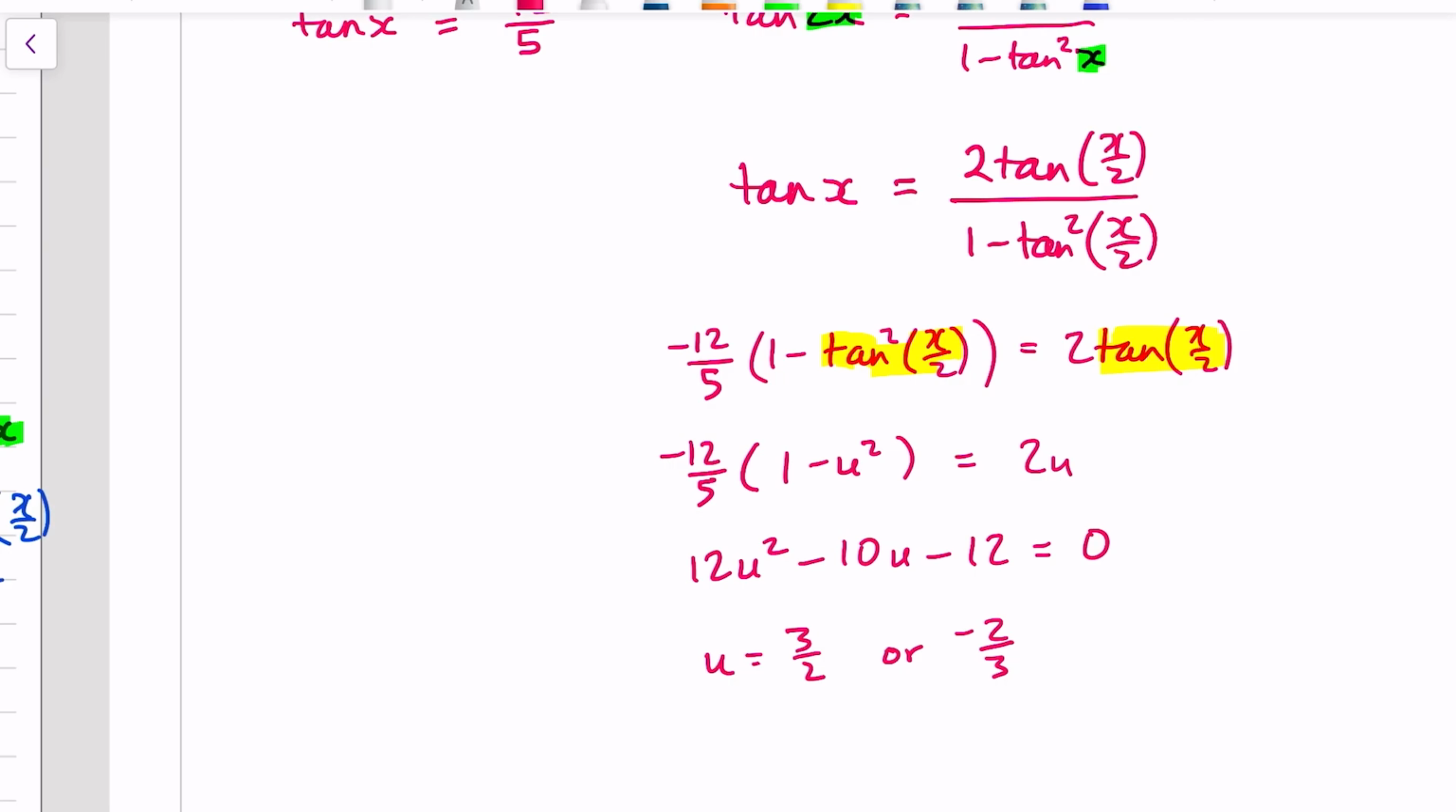And you kind of know you're on the right track when you get nice values like that. Remember that u is equal to tan of x over 2, and we need to determine whether tan is positive or negative. x over 2 is our argument. Remember that x over 2 falls in the second quadrant, and in the second quadrant, tan is negative.